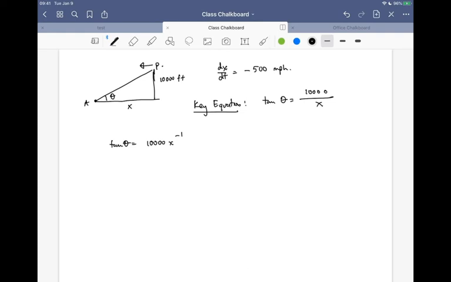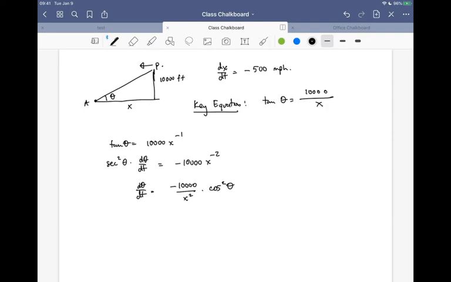Derivative of tangent is, yep, secant squared. All right, so on the left, we'll have secant squared theta times d theta dt. And on the right, we'll have negative 10,000 x to the minus 2. And so if I rewrite this, I could say d theta dt is negative 10,000 over x squared times cos squared of theta.